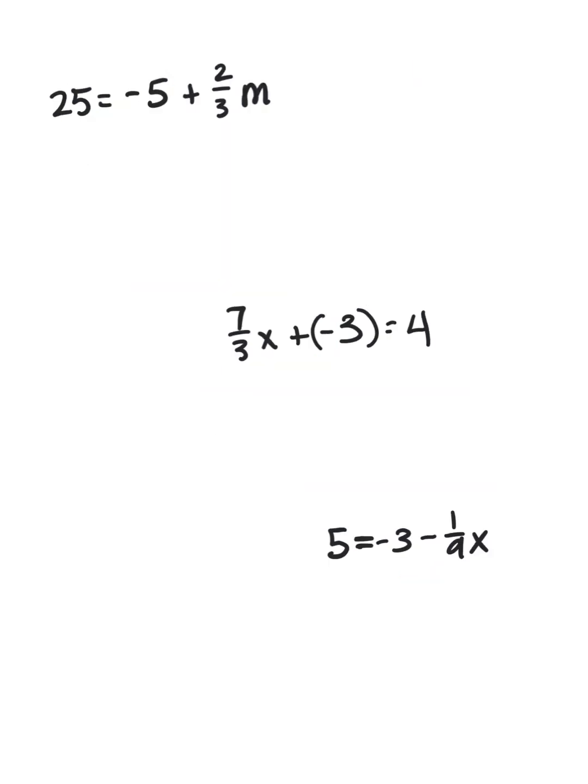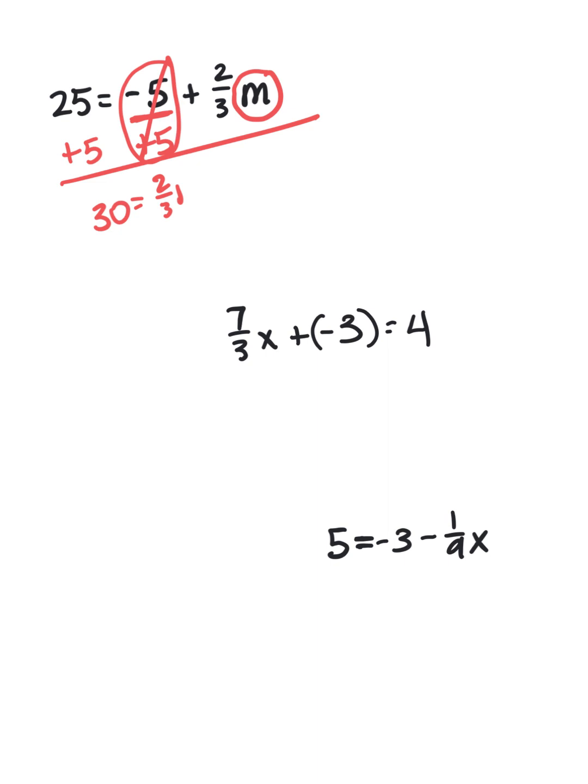Okay, here's our variable. This time they used the m. I notice there's a -5 here that's being added to that term, so we're going to do the inverse operation, or the opposite, which is to add 5. There's your 0. So we have 30 is equal to 2/3 m.